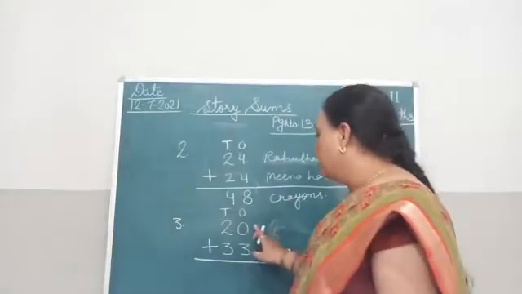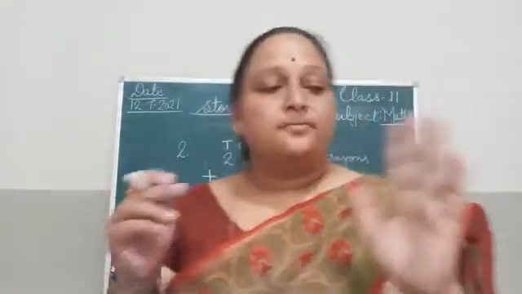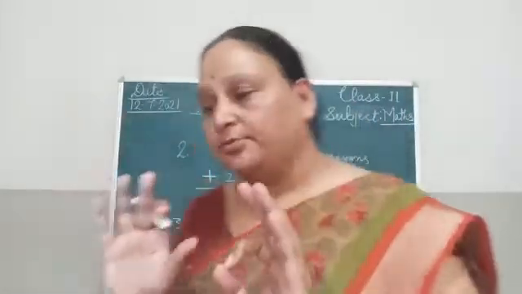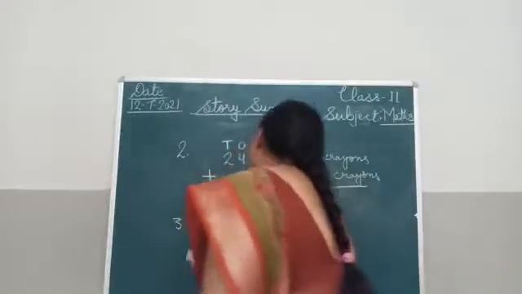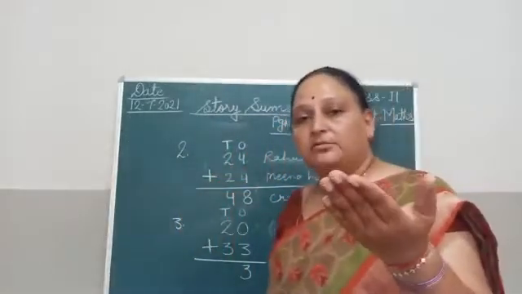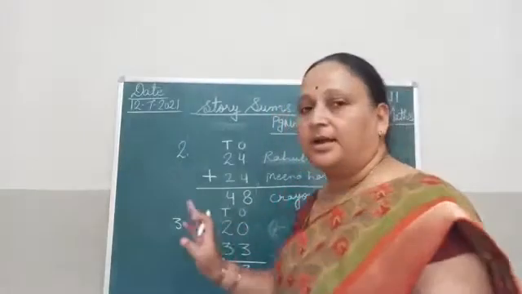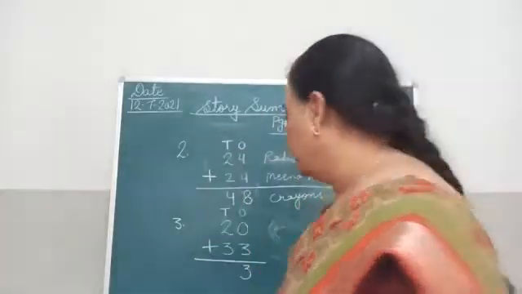Okay. So we will count 0, 3. 0, nothing. 3. 1, 2, 3. Whenever we add 0 with the number, the answer would be the number itself. So we will write the 3. Whenever we add any number to 0, or 0 to any number, the number itself will be our answer. You have to keep this in mind. We learned this in class 1 also.